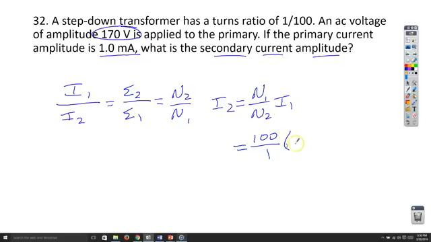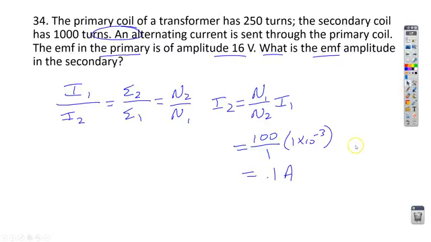And then our current here is 1 times 10 to the negative third amps. So if you multiply 100 times this, you should get 0.1 amps. And that one is number 32. Let's go ahead and take a look at the next one.